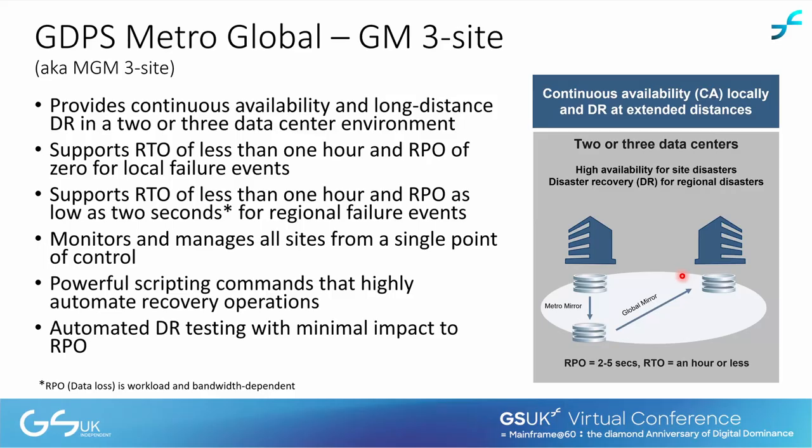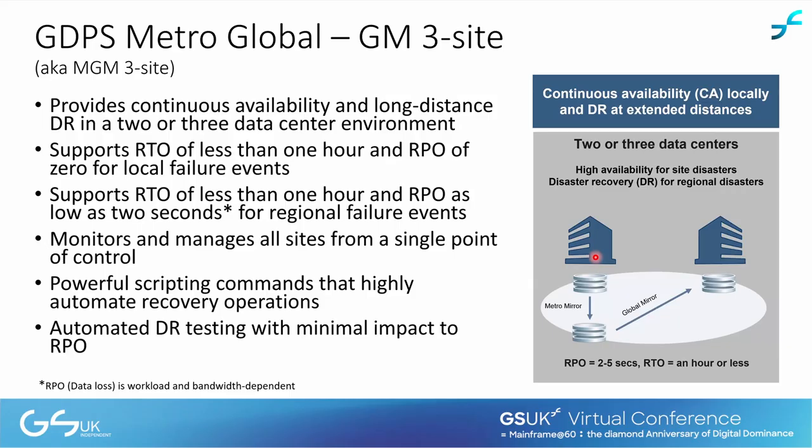So for a local failure event, your RTO is less than 1 hour and your RPO is 0. But say if you have to declare disaster and you have to go from region A to region B, your RTO is now less than 1 hour and your RPO is as low as 2 seconds to get up and operational in your disaster recovery site. But with this solution, there's still a problem.